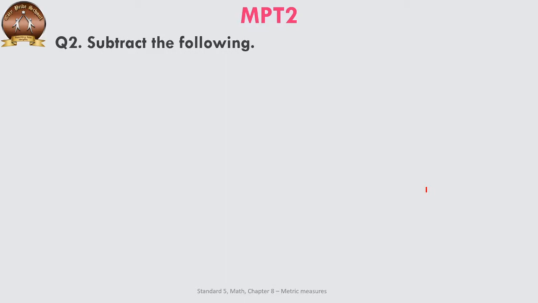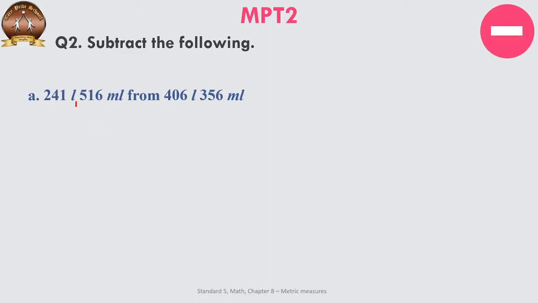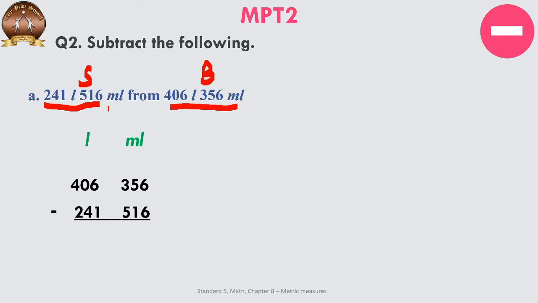Now the next question is subtract the following. Under subtract the following, we have 241 liter, 516 milliliter has to be subtracted from 406 liter, 356 milliliter. Similarly, liter and milliliter are separated. "From" denotes that the number after it is the bigger number. This is the bigger and this is the smaller number. We can even see it from the numbers, but still "from" denotes that it's a subtraction, and the second number has to be written first like this, and below it comes the first number and then the subtraction sign.